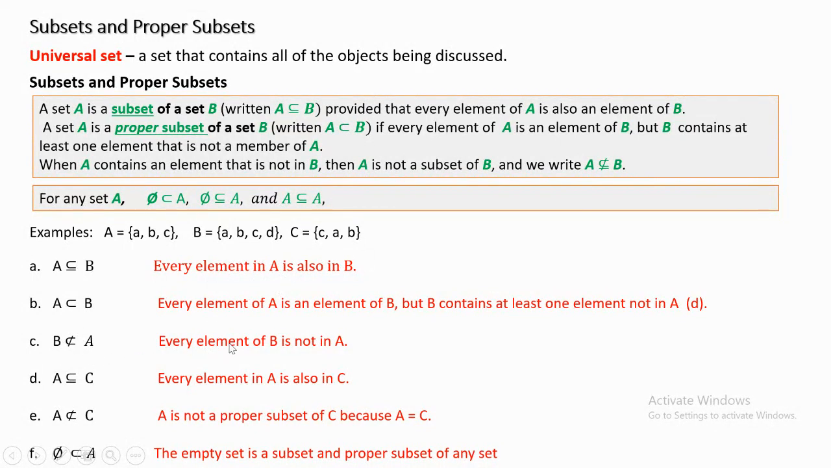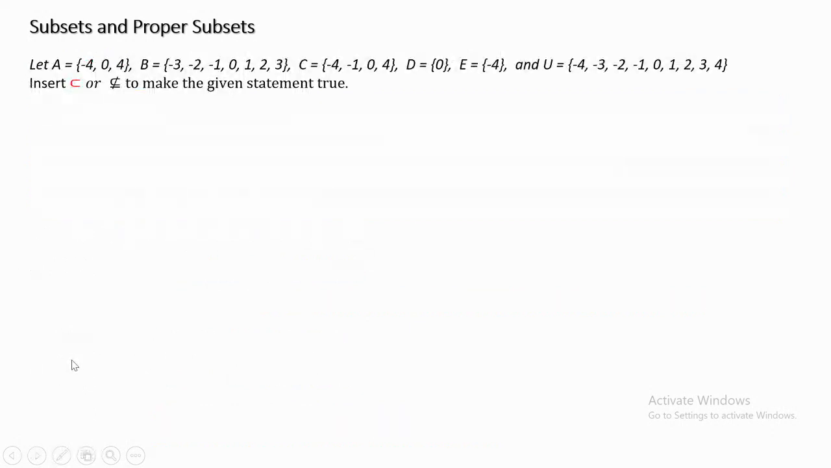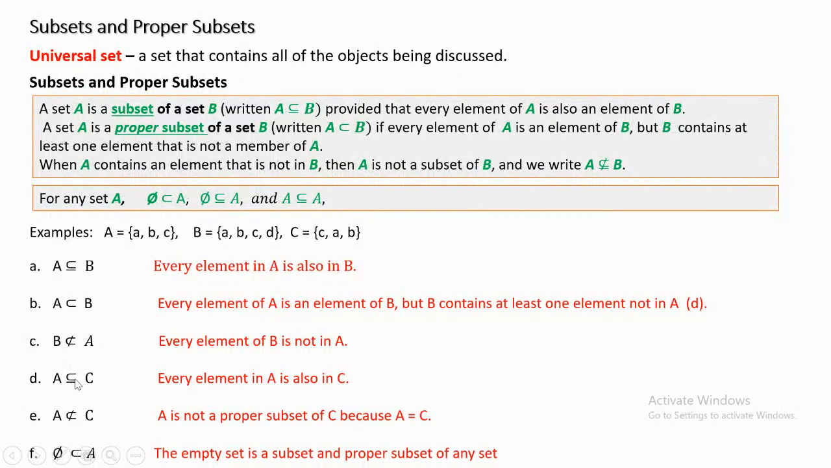Now, for C, every element of B is not in A, right? So that's why this is not a proper subset, because every element of B is not in A. You see the elements A, B, C, D of B are not all in A, because A does not contain the D part. Okay, let me go back here. A is a subset of C, right? Because every element in A, which is A, B, C, is also in C, which is C, A, B. So that's how you read this one. Every element of A is also in C.